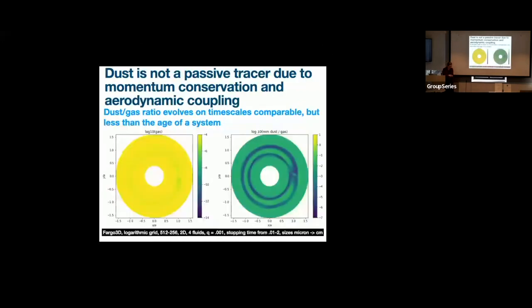Just to give you an illustration of what this looks like, this is a simple 2D simulation with 4 different fluids. So 1 species of gas and 3 different grain sizes ranging from 10 to the minus 2 to 2 in terms of the stopping time for the experts, or you can think of this as like micron to centimeter sizes. On this side, I'm showing the evolution of the gas in response to a Jupiter mass planet. And on this side, I'm showing the evolution of the dust to gas ratio. What I just want you to notice is that these two things are not the same. The dust is not just tracing exactly where the mass is.